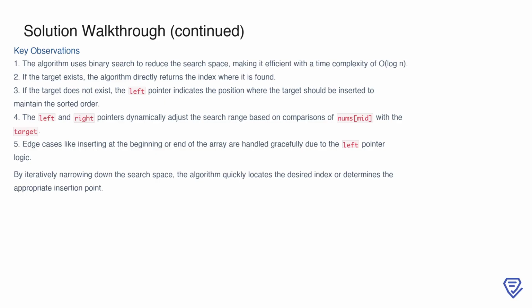When the target exists in the array, the algorithm directly returns its index. However, if the target is not found, the left pointer accurately identifies where the target should be inserted to maintain the sorted order. The dynamic adjustment of the left and right pointers ensures that all scenarios, including edge cases like inserting at the beginning or end of the array, are handled seamlessly. This iterative narrowing of the search space allows the algorithm to quickly and reliably solve the problem.